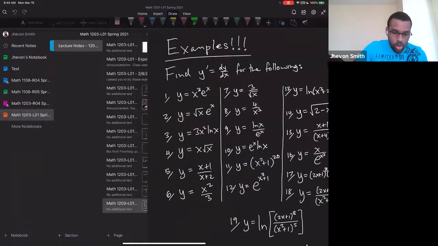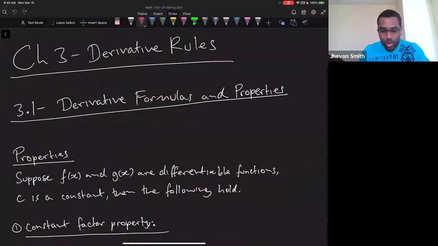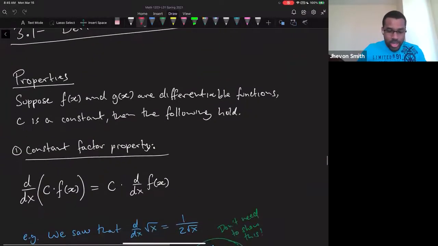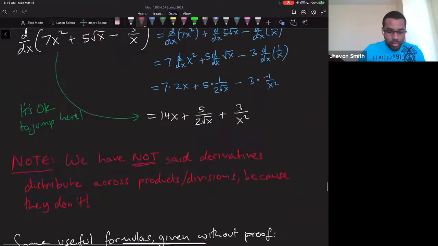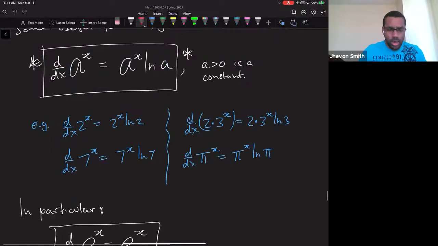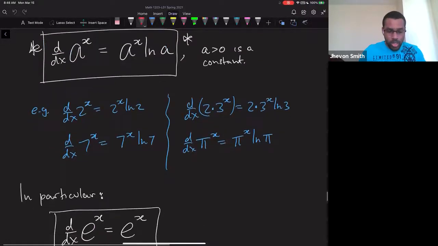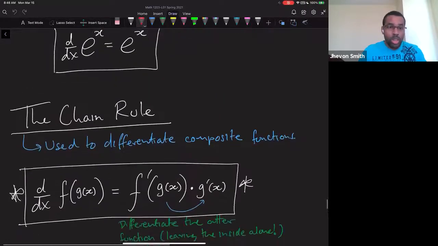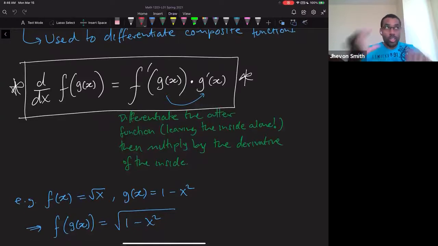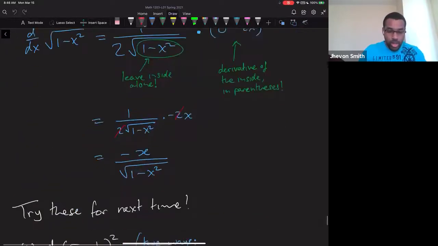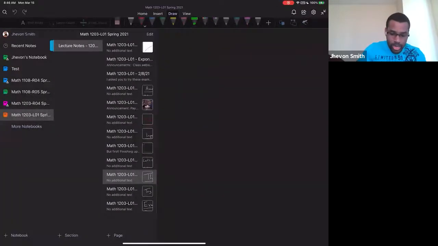So what have we been up to? We've been talking about derivative rules and formulas and properties. Constants factor outside of derivatives, and derivatives distribute across sums. We saw how to differentiate a general exponential function and the natural exponential function. We saw a very important rule called the chain rule. When you have one function plugged inside another, the derivative is the derivative of the outer function, leaving the inside alone initially, and then multiplying by the derivative of the inner function. We did a few examples on that.